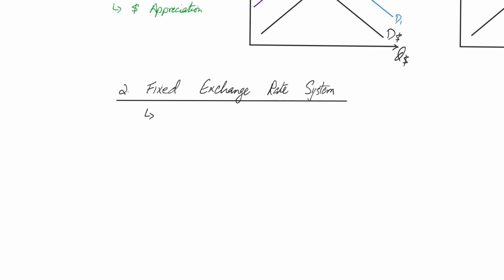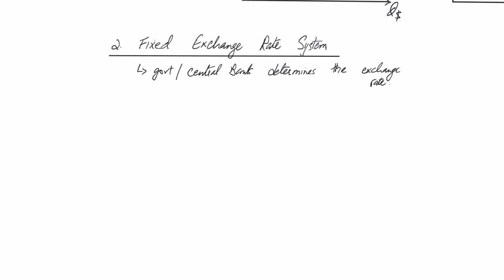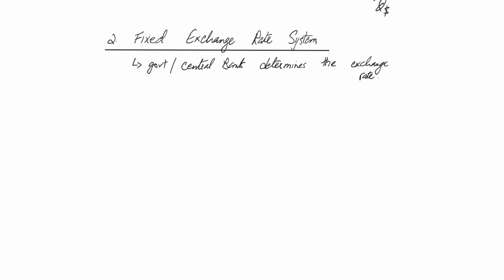So over here in this one, the government or the central bank, basically it is the central bank, determines the exchange rate. How do they do that? Well, they decide. So for example, if you have the demand and supply for a currency. Now remember, demand and supply is always there.